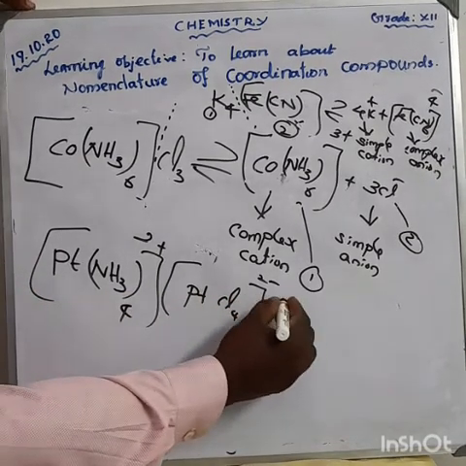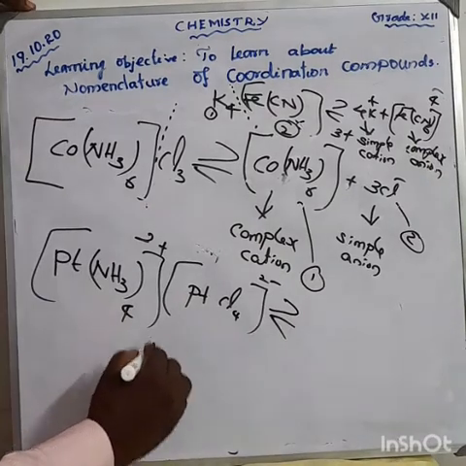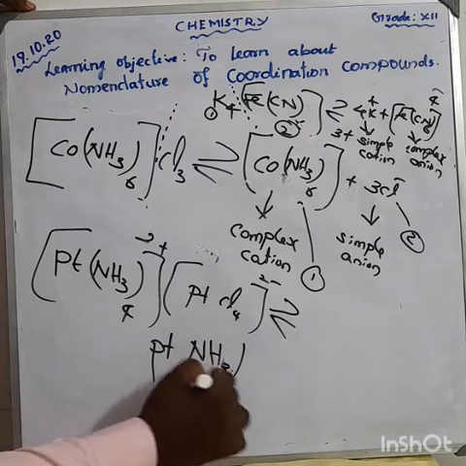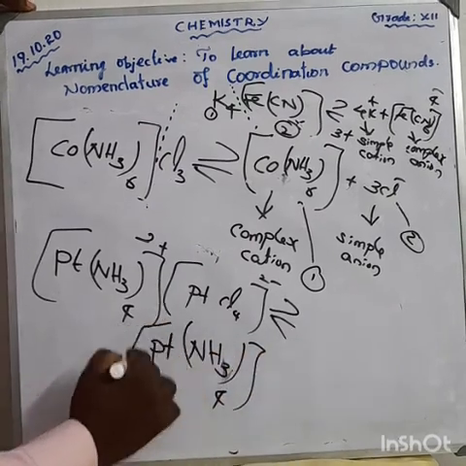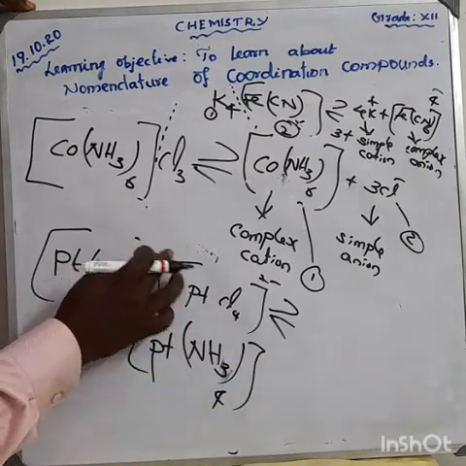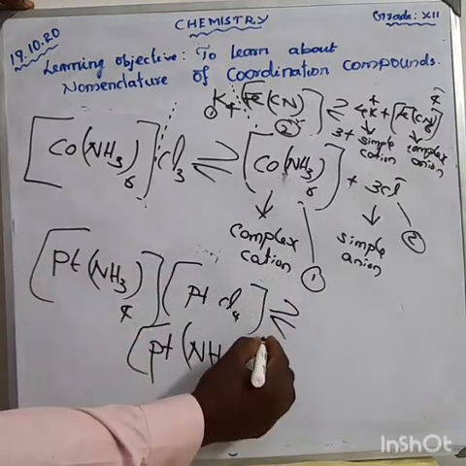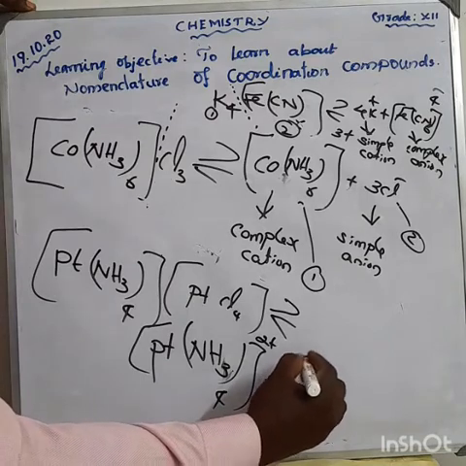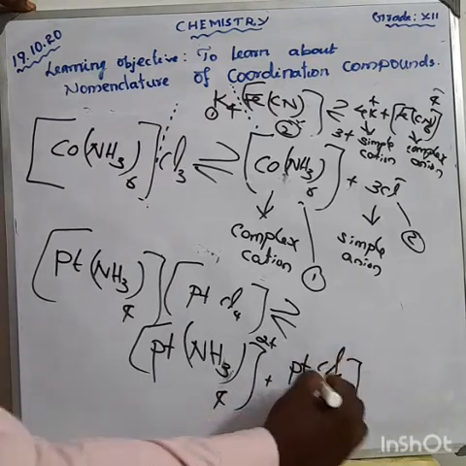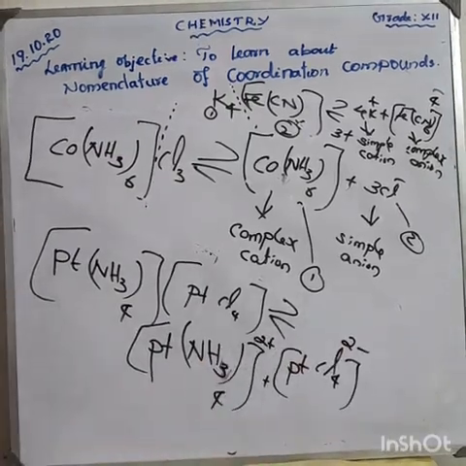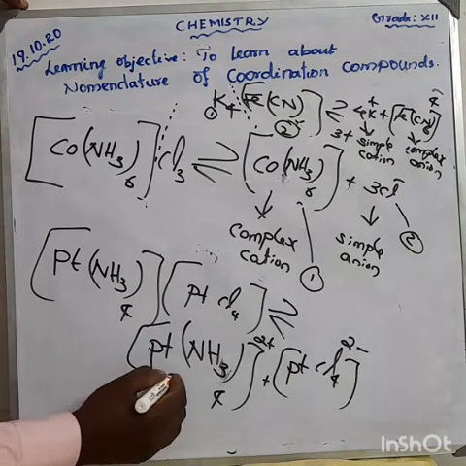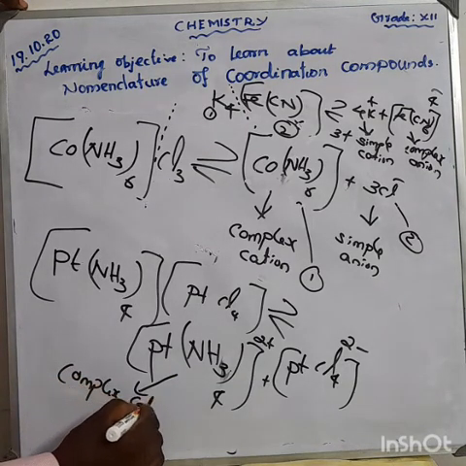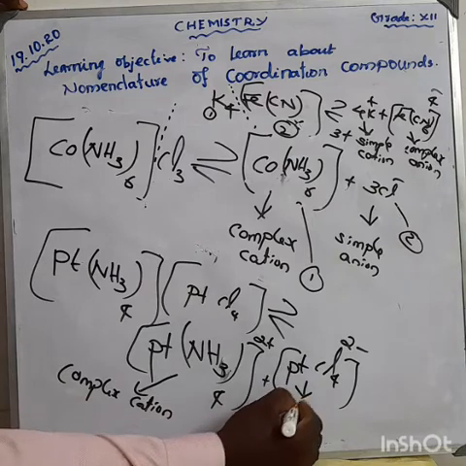[Pt(NH3)4]. Don't write the charge inside here, because it is a complex. Write 2+ outside. And the next one, [PtCl4]2-. This is the complex cation. This is the complex anion.